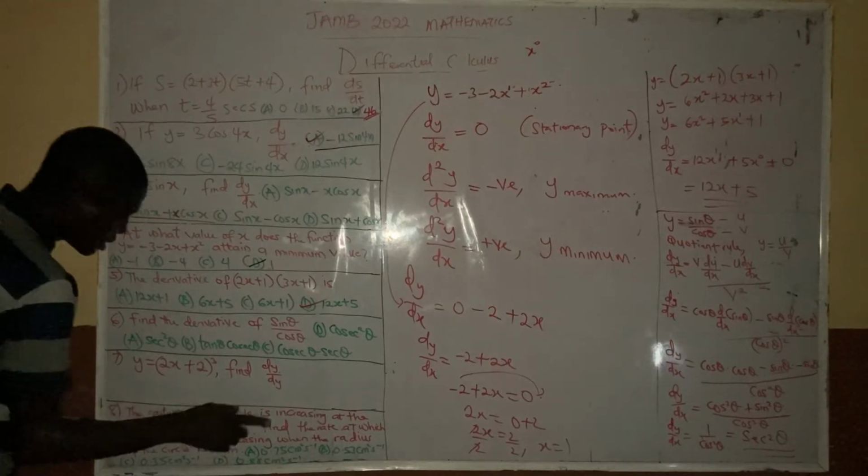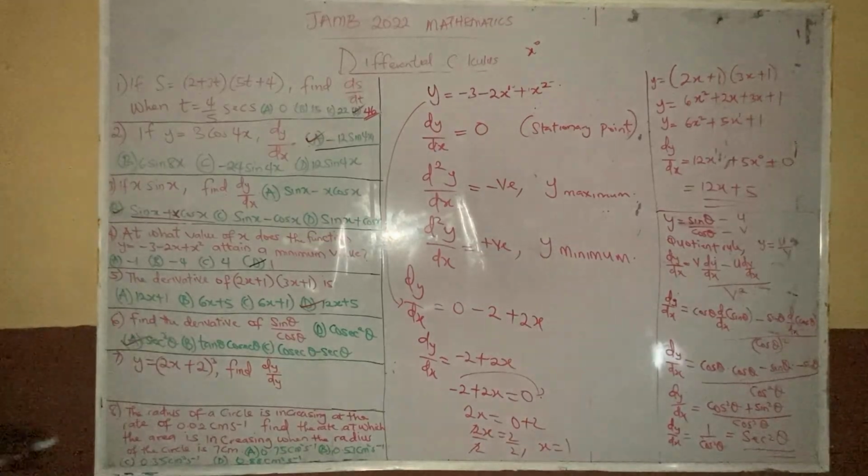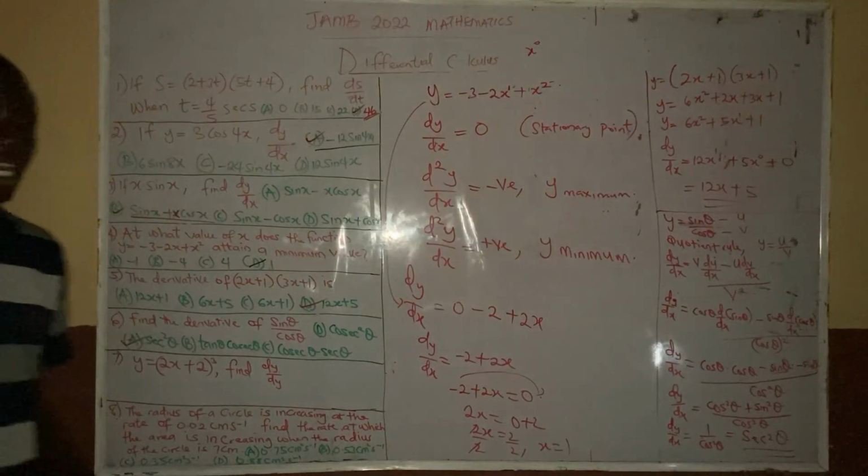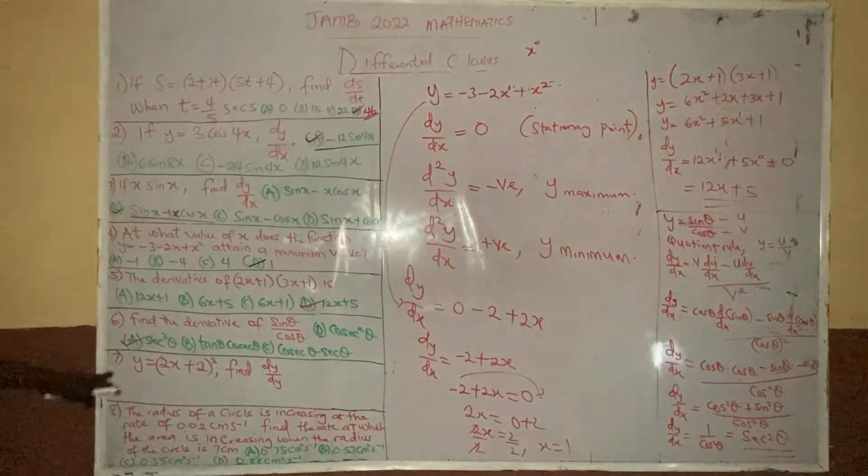So this one, option D. Option A here is this: sec square theta. That is the answer. Sec square theta, sec square theta.